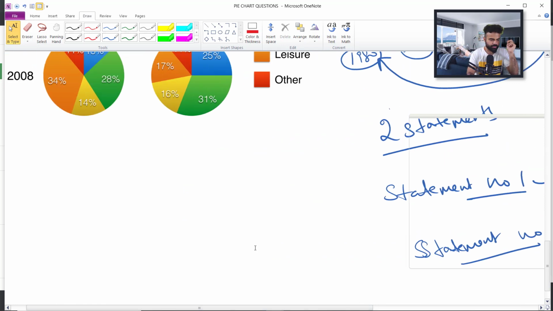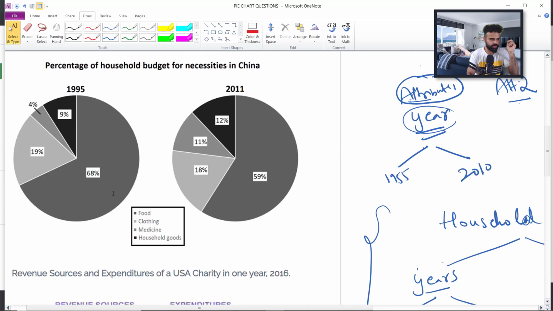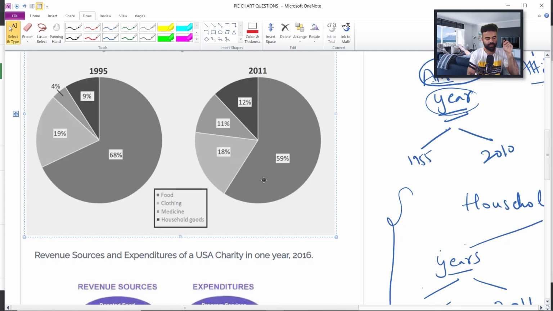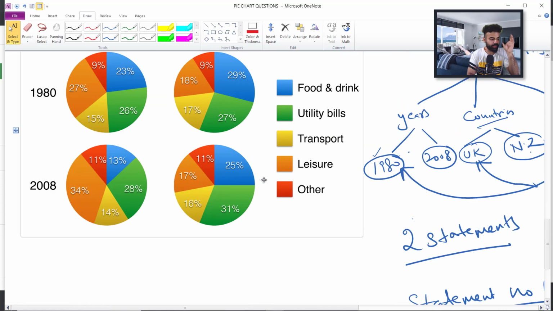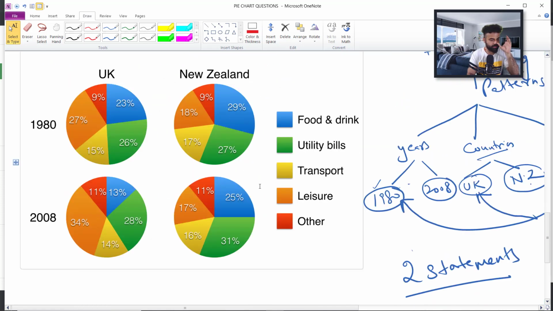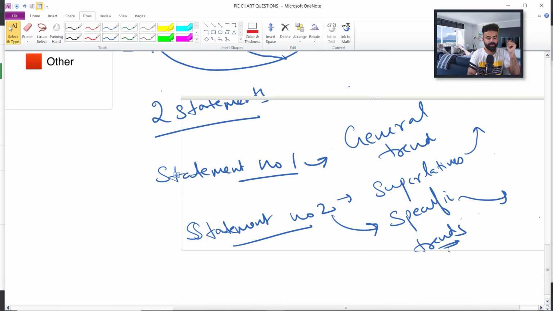And if I have to explain in this example, you see we have got household goods, right? It's 68% in 1995 and 59% in 2011. So that has got the maximum weightage, right? And here also you can see in New Zealand, not food and drink, that's utility bills, have got the maximum weightage, right? So that's how you have to find the superlatives.